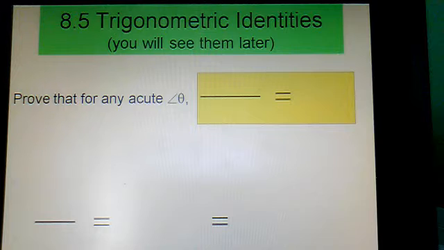So this first one, I'm just going to give it to you, and you can write it down. And we're going to prove it, and then we'll see where it comes from. And again, I'm just trying to expose you to some things you're going to definitely use in Algebra 2 and in pre-calculus and in any of the math you take beyond. Trig has a lot of applications beyond just basic geometry.